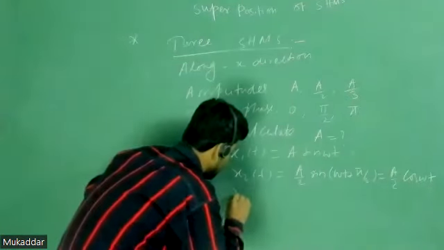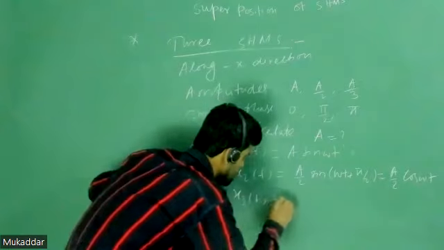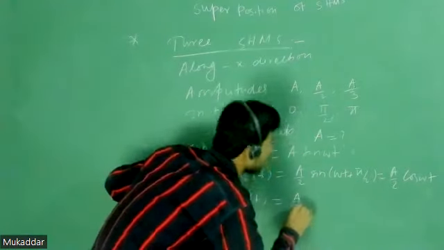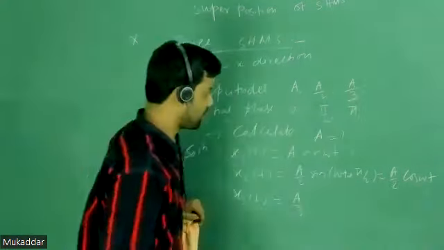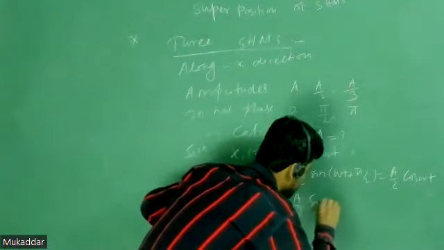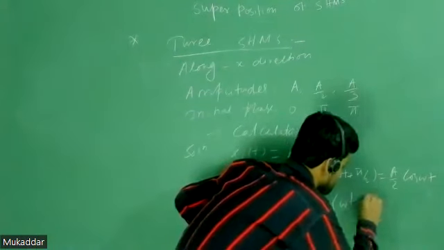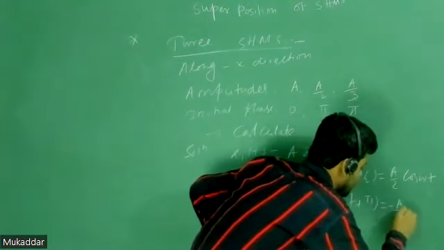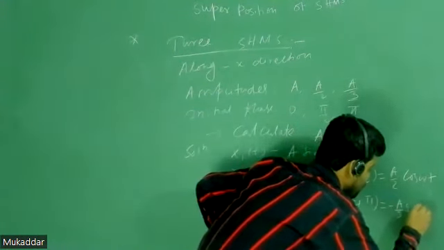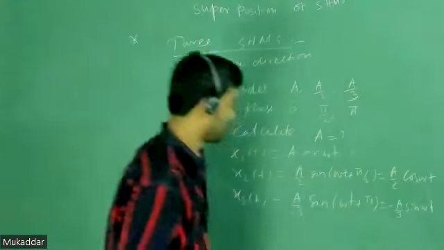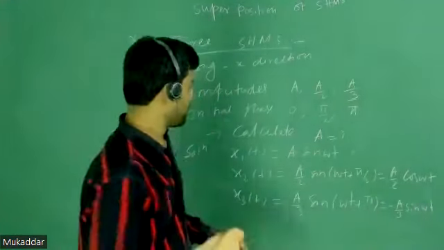Similarly, you can represent x3(t). The amplitude is given as A by 3 and the initial phase is pi. So that will be sine of omega t plus pi, and that will be minus A by 3 sine of omega t, because sine of pi plus theta is minus sine theta.